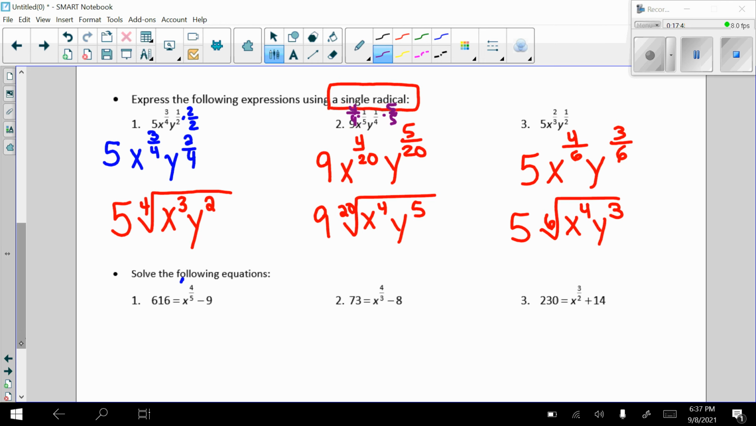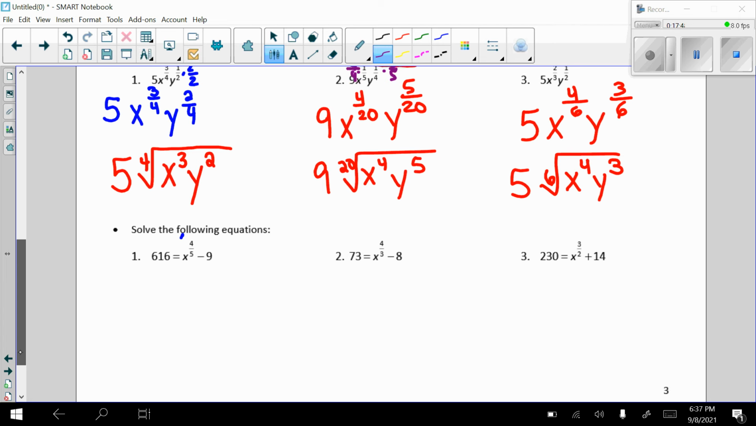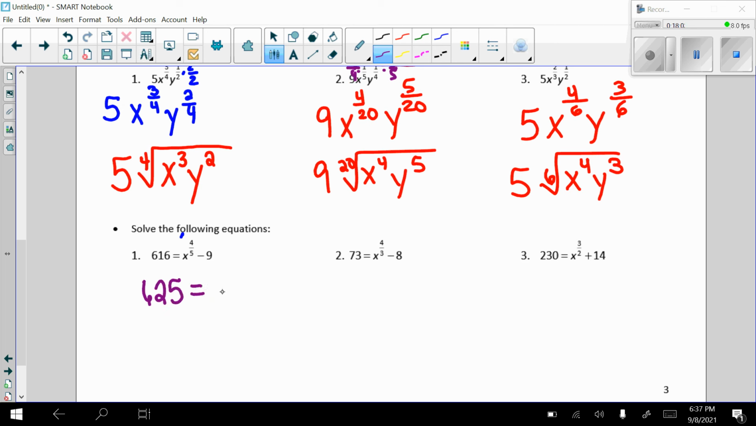If you look at the equations here, we're going to solve these as we would any other equation. The first thing we're going to do is PEMDAS backwards. We're going to get that exponent, or that variable, alone. We're going to add 9 to each side. When I add 9 to each side, I get 625 equals x to the 4/5. Now you should be thinking 625 is familiar. 625 is 5 to the 4th. And then we have x to the 4/5.